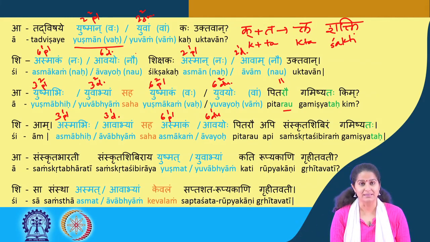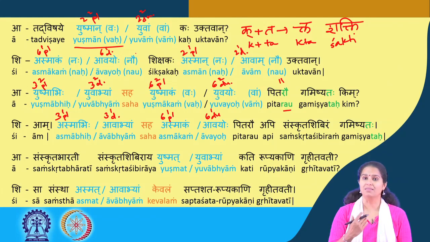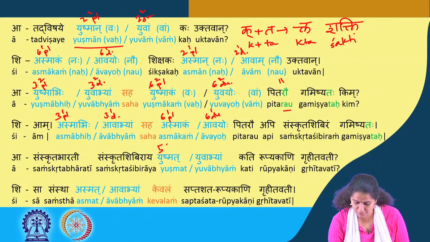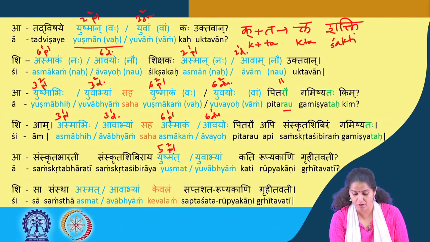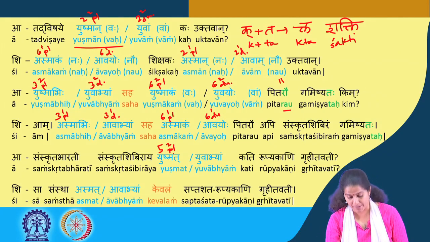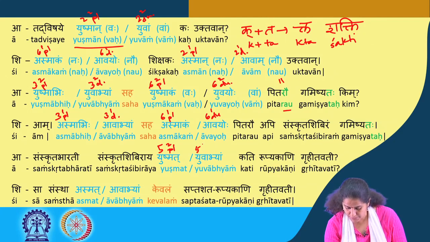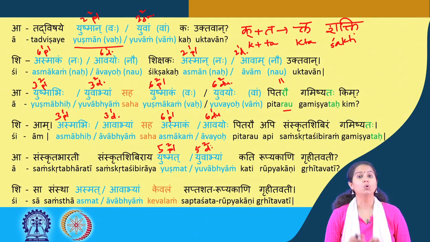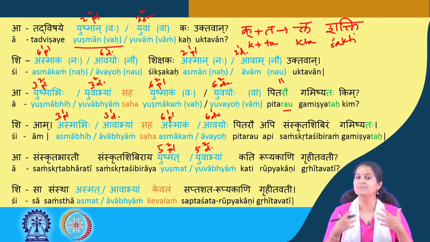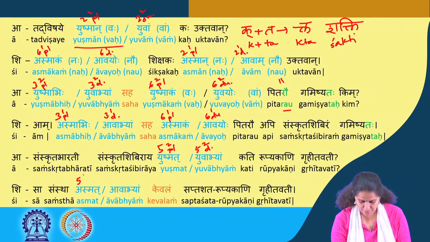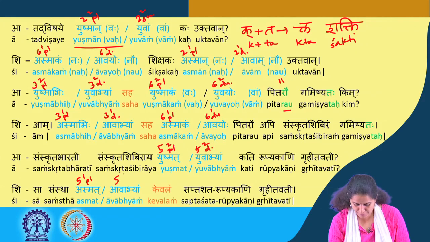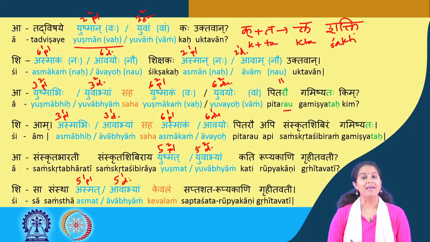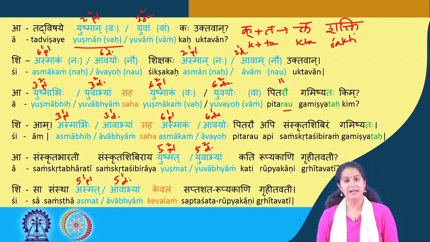Moving on. Sanskrita Bharati Sanskrita Shibiraya Yushmat. Yushmat is from you, which is the fifth case for the second person plural, and for the dual it is Yuvabhyam. So we've already seen it before. Yuvabhyam saha, and now we have Yuvabhyam, from you. So that is the fifth case for the second person in the dual. Kati rupyakani grihitavati. Uttaram sa sanstha. Yushmat becomes asmat. So asmat is the fifth case first person plural. In the dual it is avabhyam. So fifth case for the first person in the dual. Kevalam saptashata rupyakani grihitavati.